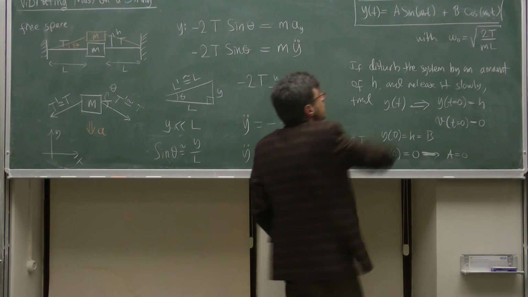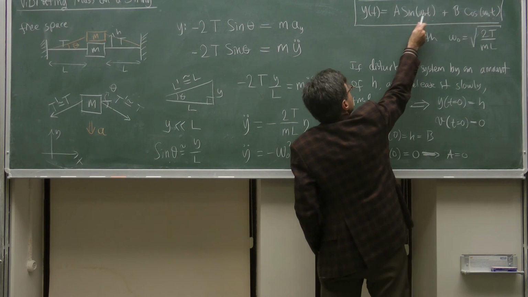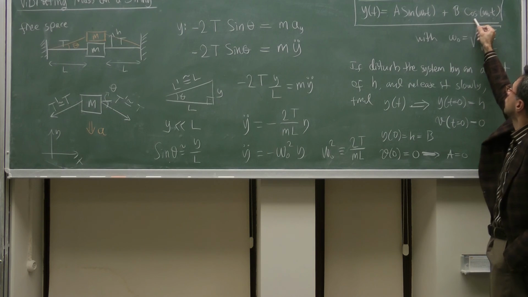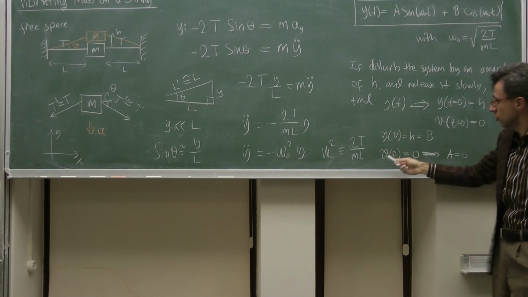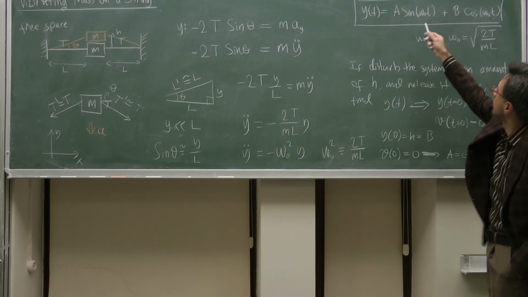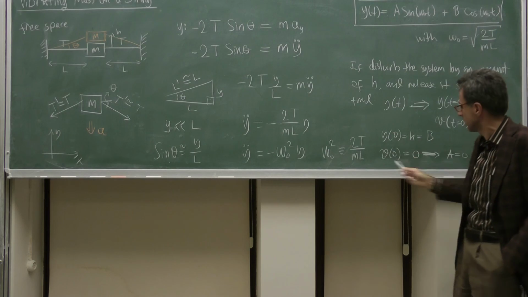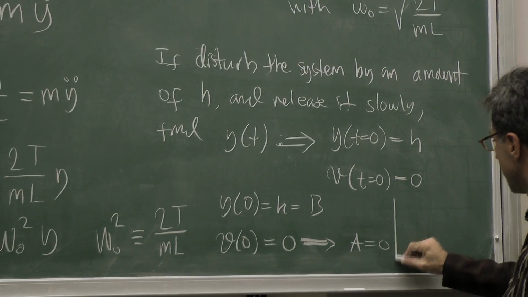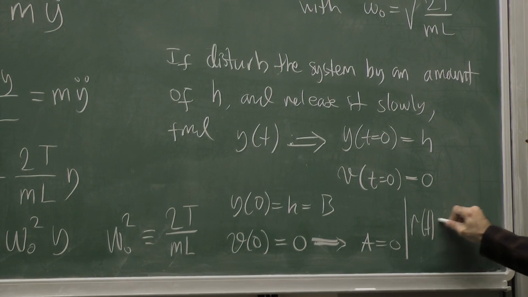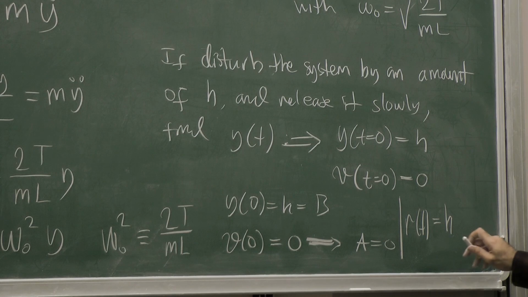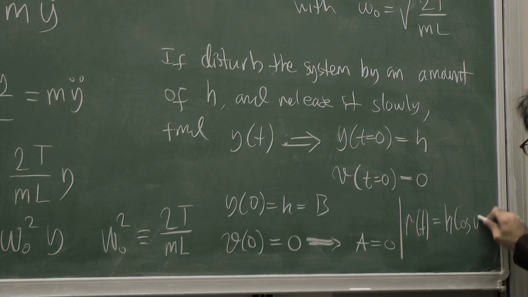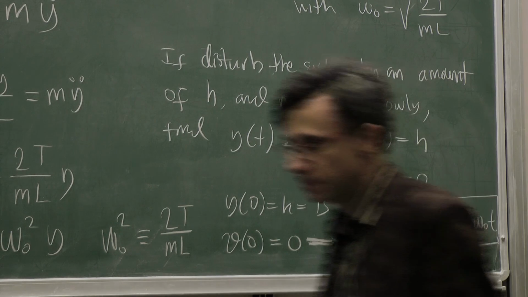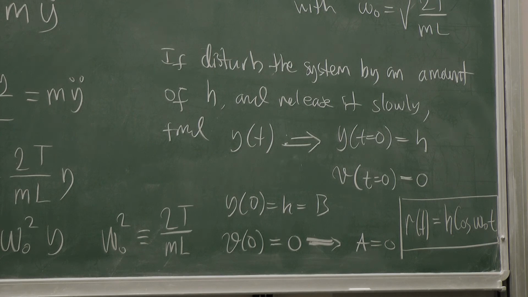Take the derivative of that once. So that becomes cosine multiplied by omega naught, and this becomes sine. At t equal to 0, this term disappears in the expression of the velocity, so the only thing which remains is A times omega naught, which is equal to 0. So A is equal to 0. Then for that case, y of t is simply h times cosine omega naught t. So that's the end of the question.